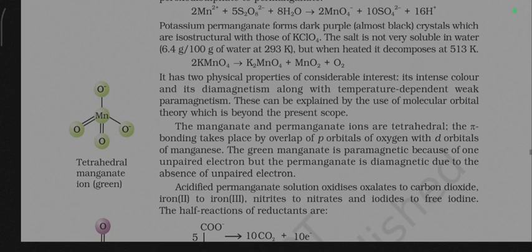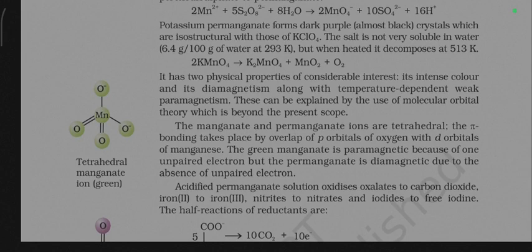The salt is not very soluble in water, but when heated it decomposes at 513 Kelvin: 2KMnO4 gives K2MnO4 + MnO2 + O2. It has two physical properties of considerable interest: its intense color, and its diamagnetism along with temperature-dependent weak paramagnetism. These can be explained by the use of molecular orbital theory, which is beyond the present scope.